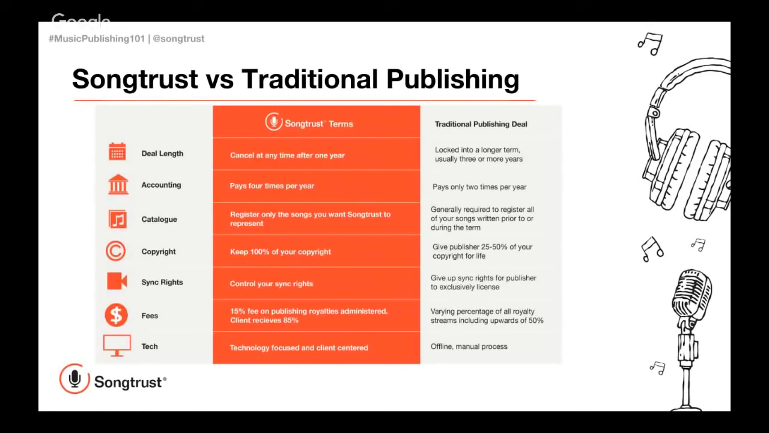But yeah, looking at the accounting aspect of it, the traditional publishers are paying out only 2 times a year. We're paying out 4. And the traditional publishers are usually going to require that you commit your entire catalog to them previous to working with them and during the term of your time with them. So Songtrust is only requiring that we represent the songs you put onto our platform. So whatever song you decide that you'd like us to represent, that's what we'll do for you. If other songs are already engaged in some type of deal, you don't have to include them. You can only let us represent those individual ones.